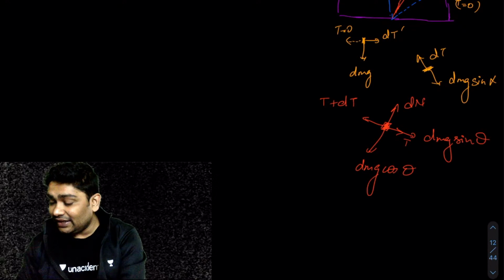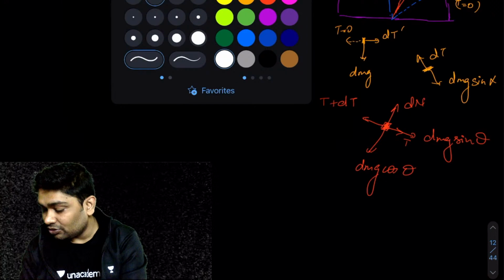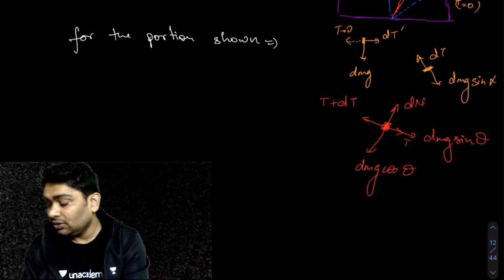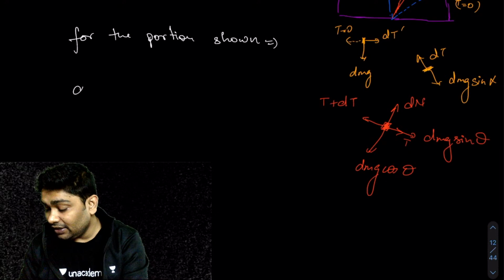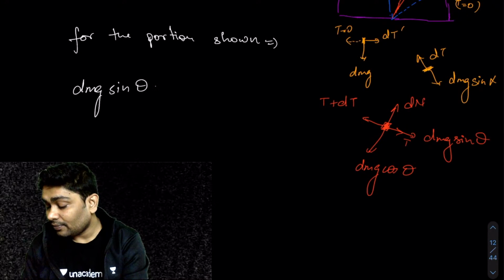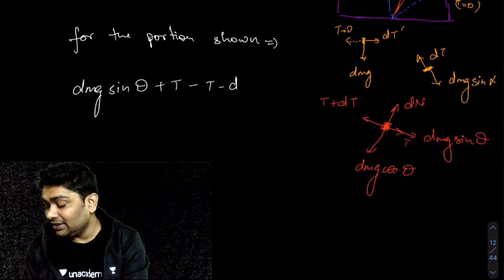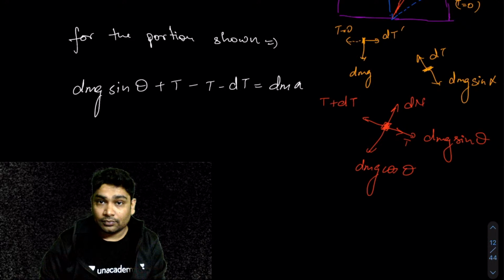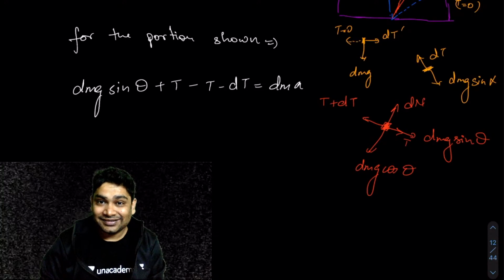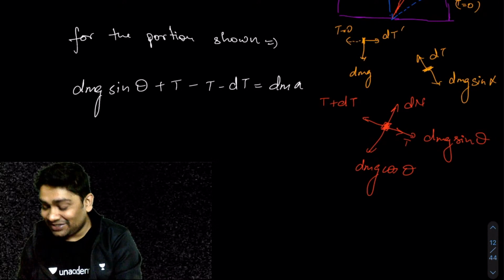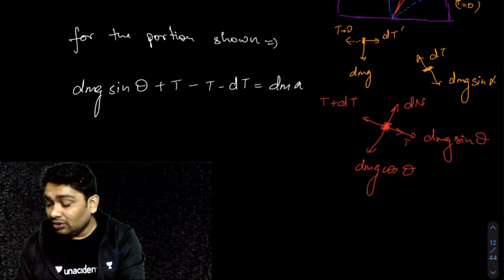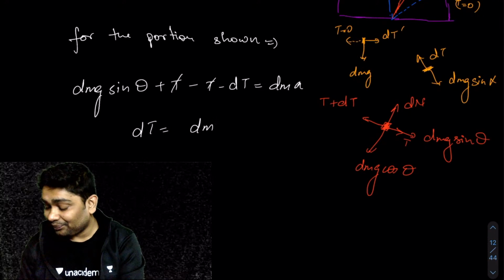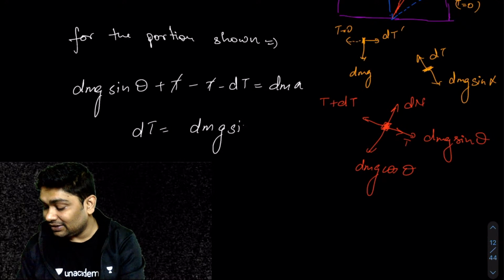So for the portion shown, can I say that dmg sine theta plus T minus (T plus dT) would be equal to dm times a? Agreed. Great. Let's say that. So that just tells me that dT would be equal to dm times (g sine theta minus a).